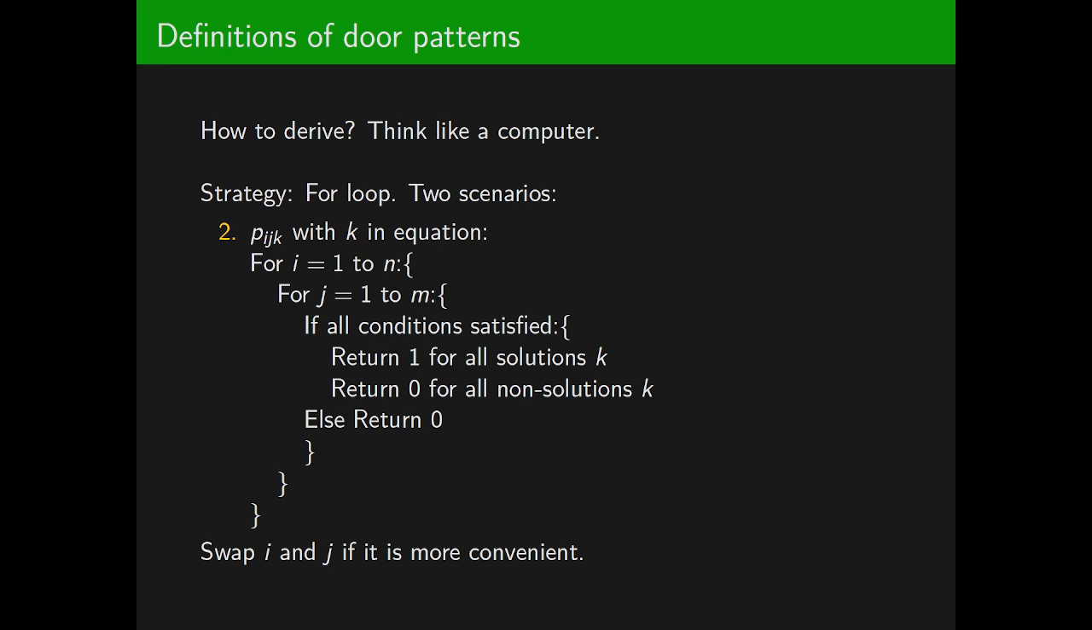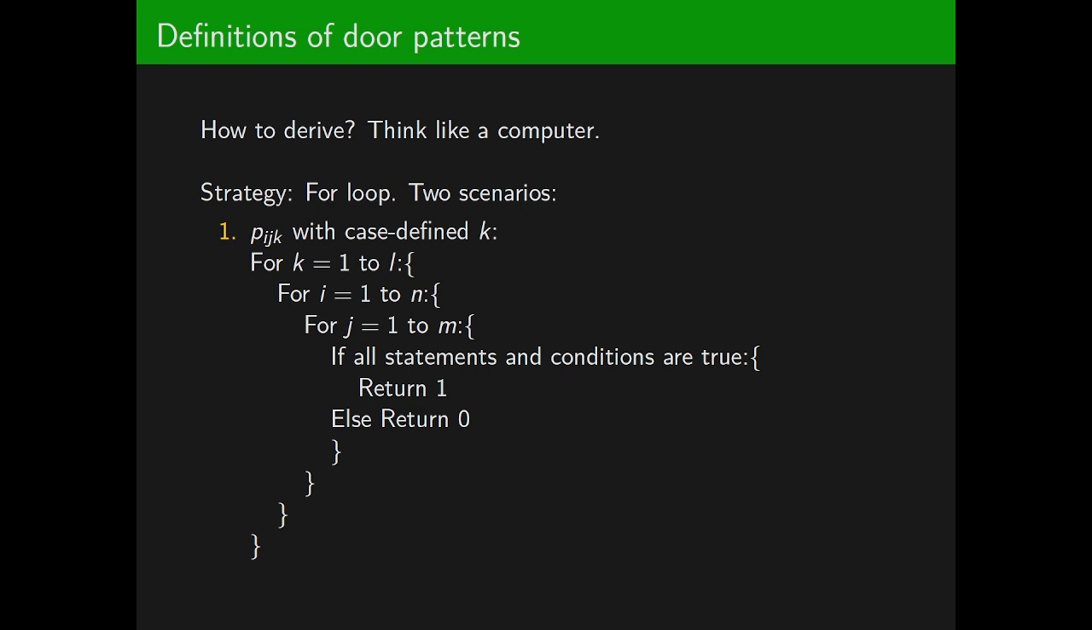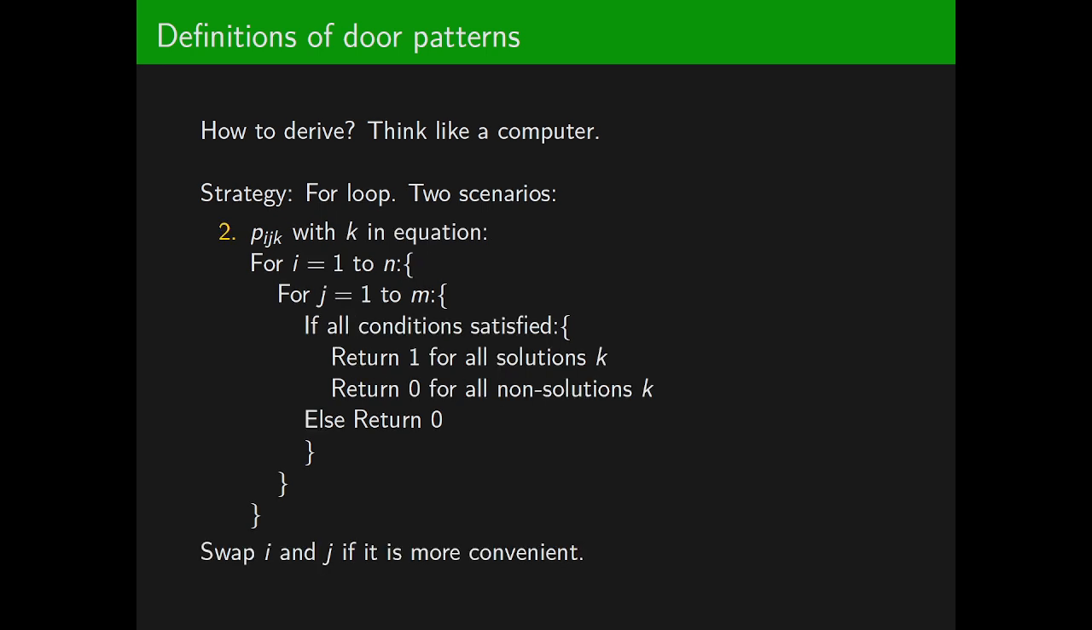And then again, it's just a for loop. And here you can actually swap i and j if it's more convenient, similar to the first one. I wouldn't suggest swapping k, but you can swap i and j. It doesn't really matter. If it proves to be more convenient to you, then go ahead and swap it. It still works.